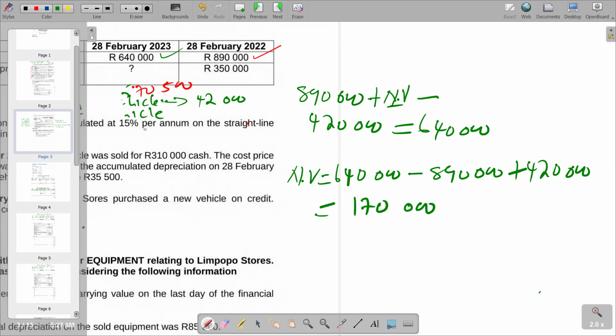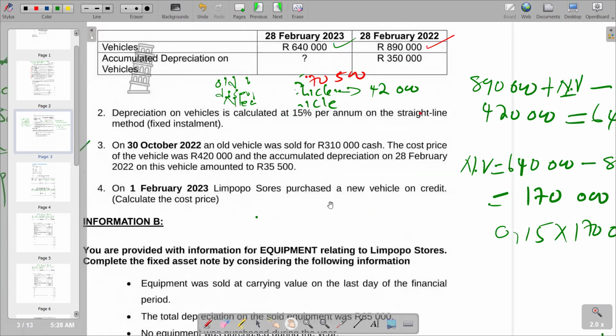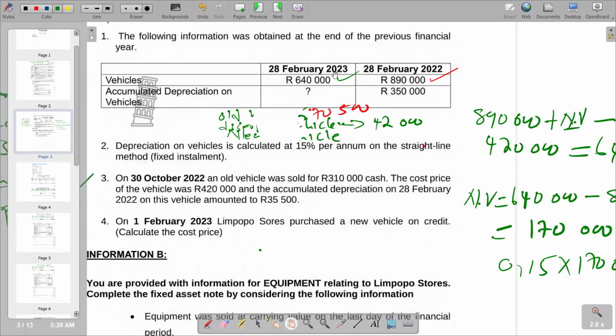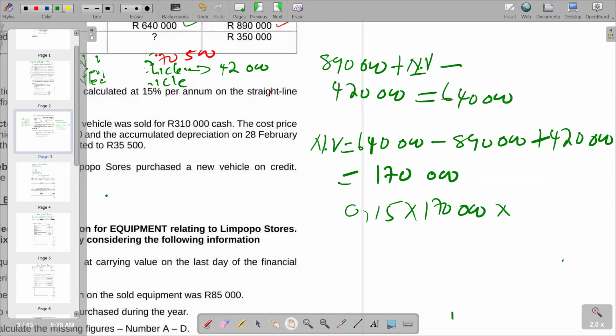Then we use straight line using 15%. Remember, we are calculating using the cost price method. So we're going to say 15%, which is 0.15 as a decimal, times 170,000. And then we multiply by the proportion of months that the vehicle was held. The new vehicle was bought on 1 February 2023, and the end of the year is the end of February 2023. So it was only held for 1 month. So we are saying times 1 over 12. And we can just try to see what we get there.